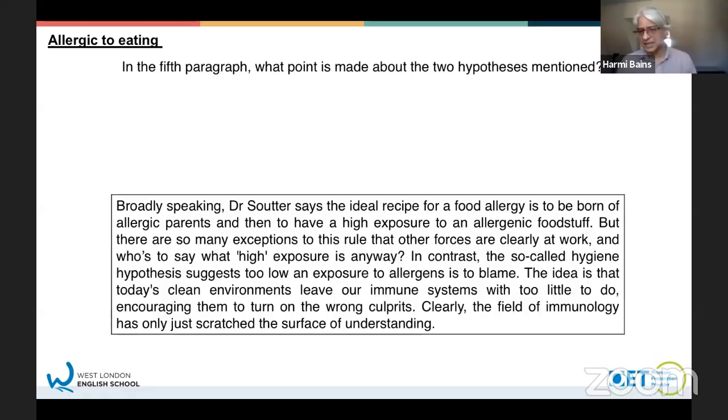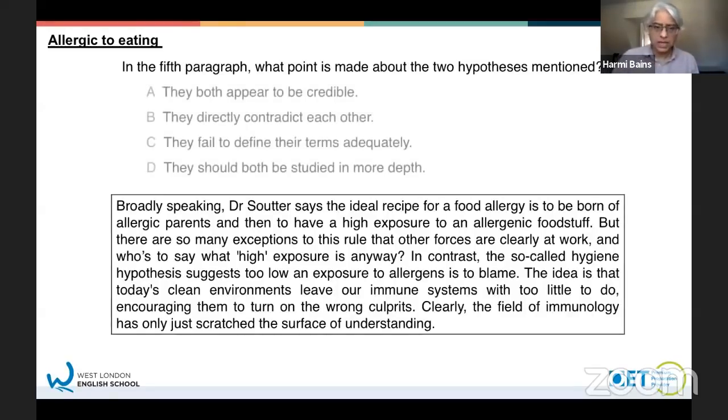Okay, so once again, you can see I've taken away the answer options, and it's for the same reason. It's just so you can really focus on the paragraph and really understand what the writer is trying to tell you. Here are the answer options. Just take a few seconds to read through these and feel free to type your answer into the chat.